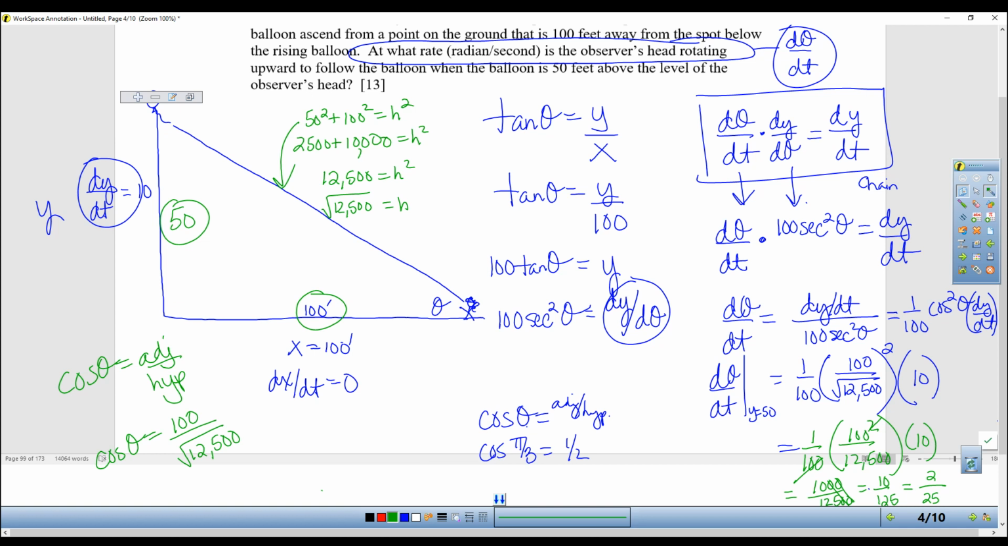What's the unit? Good, they gave me the unit. I don't have to figure it out. They actually said at what rate? In radians per second. So 2 over 25 radians per second.